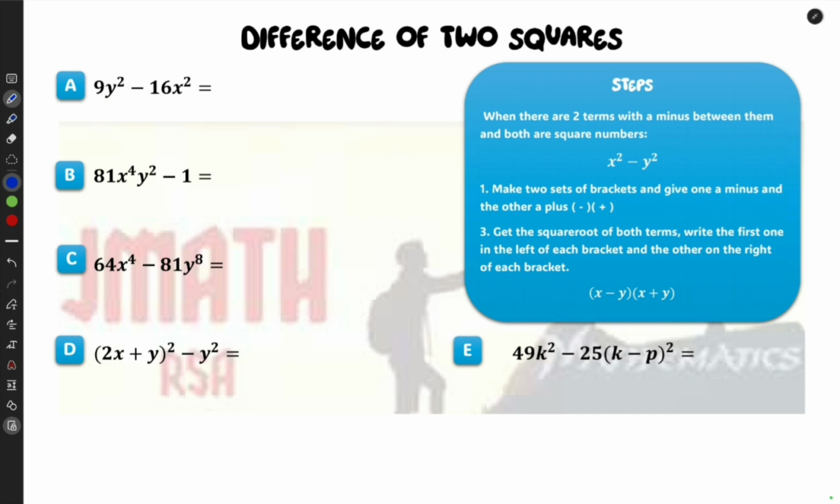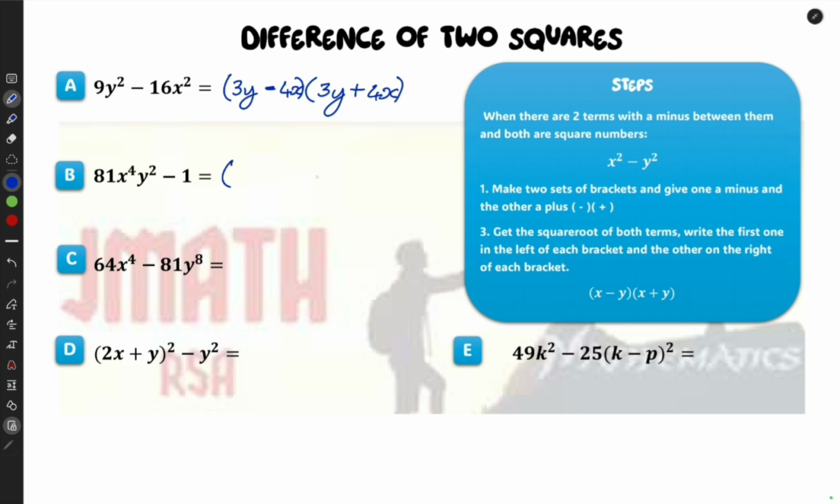I would then immediately make a bracket with a minus, a bracket with a plus, and then write down the square roots. Let's see how that looks. So for question A, I see the minus, I see all the squares, and I can make a bracket with a minus, a bracket with a plus. Now I just need to ask myself, what times what gives me 9y squared? This would be 3y. I put that on the left of each bracket. Then I move over to the right-hand side. What times what gives me 16x squared? It's 4x and 4x. That's the only thing you need to do, and that's the final answer.